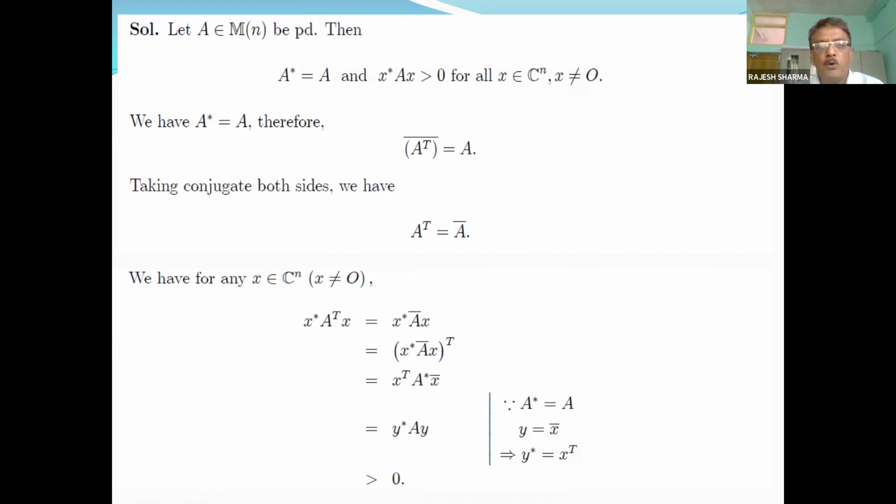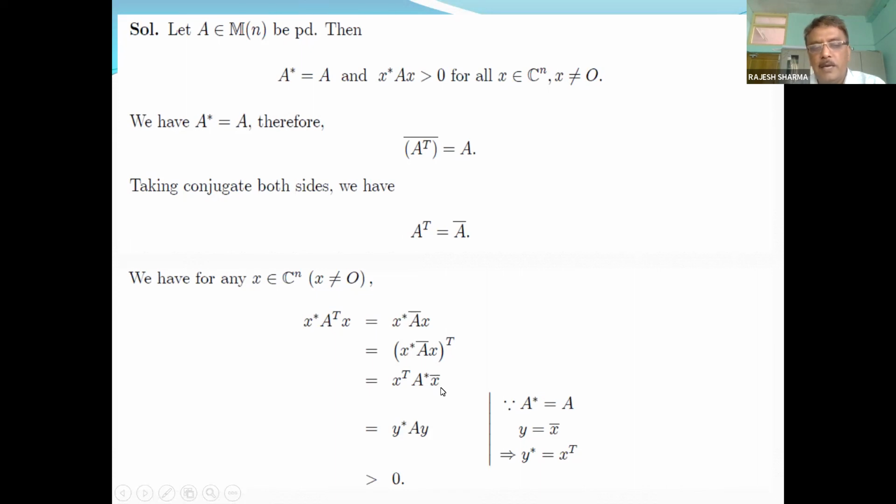Now for any x belonging to Cn, consider x star A^T x. Now we are showing that A transpose and A conjugate, both being equal, are also positive definite. This equals x star A conjugate x because A transpose is the same as A conjugate. And since this is a number, we can take its transpose also. Both are equal. Now this equals x transpose, then A conjugate transpose, which is A star, and then x star, where x star means x conjugate transpose. So this remains only x conjugate.